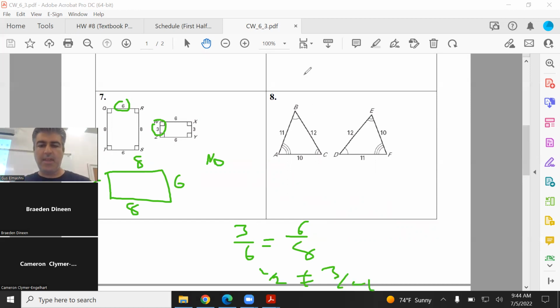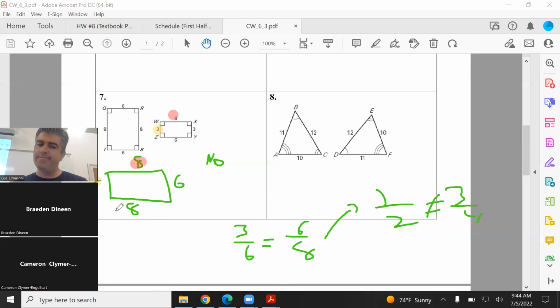Oh, you guys can't see that. So let me get a highlighter out here. So I'm comparing, let me erase this here. I'm comparing this with this and this with this. Yeah, those are not proportional.